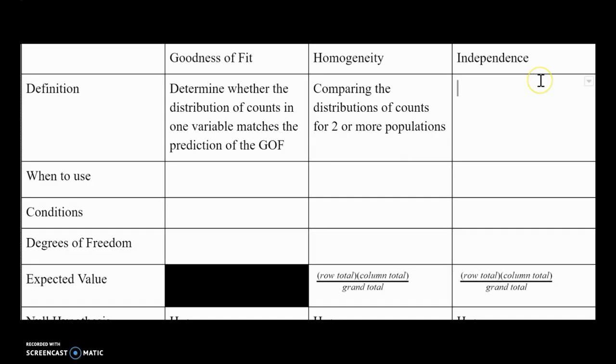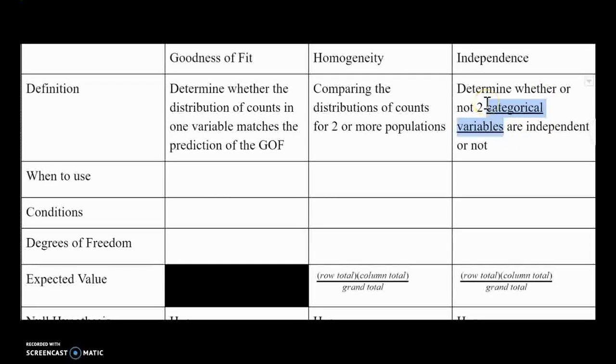Next one, independence. You could try this out for yourself and see if you understand what independence means, but it just means a way to determine whether or not two categorical variables are independent or not. And why do I say the word categorical variables? It just means that the only way to use a chi-square test is for categorical variables, which may seem odd because we're assigning them a value, but that is what it is.